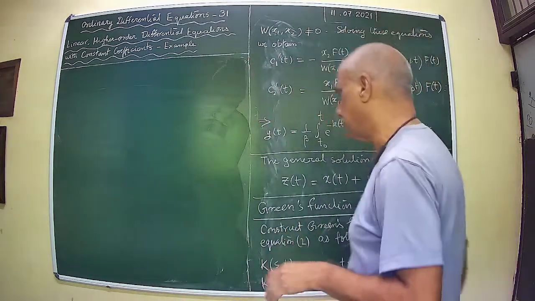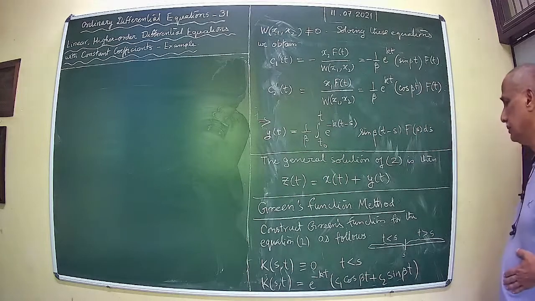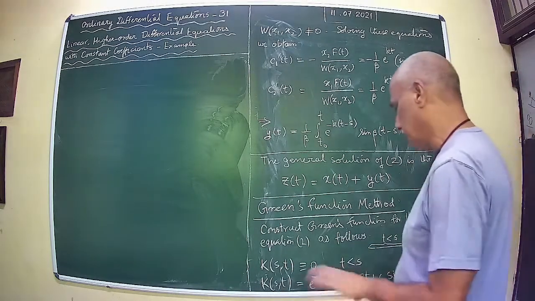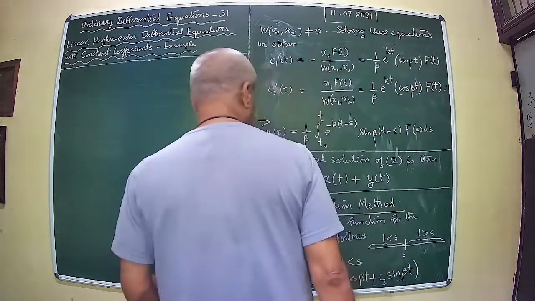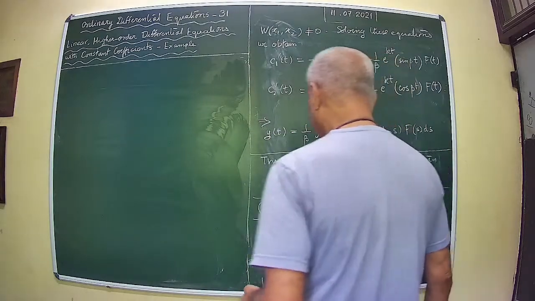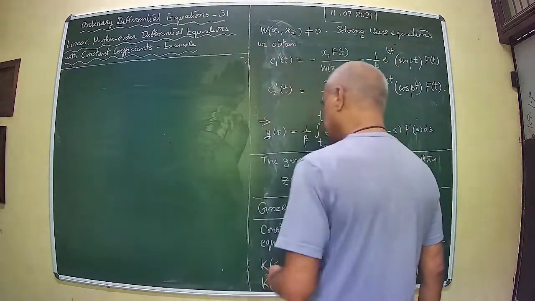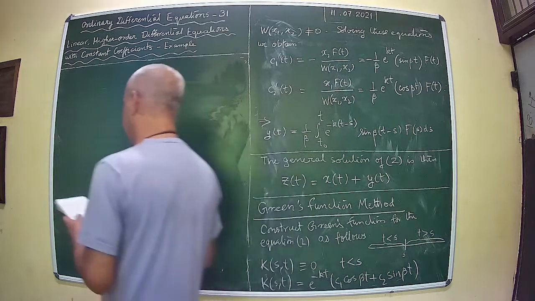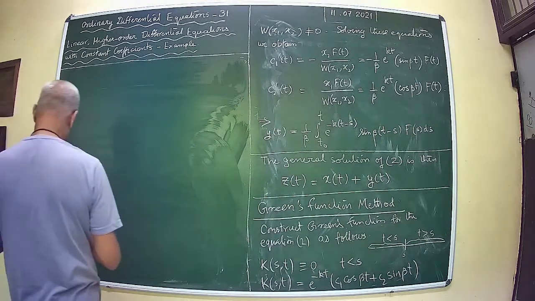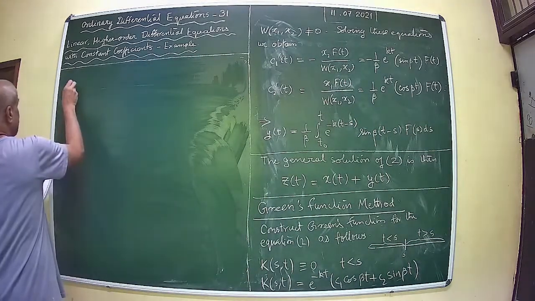C1 and C2 are to be determined by allowing k(s,t) to be 0 at s equal to t, and k to have a jump in the derivative at t equal to s. So let us work it out. So these are the conditions that we need.